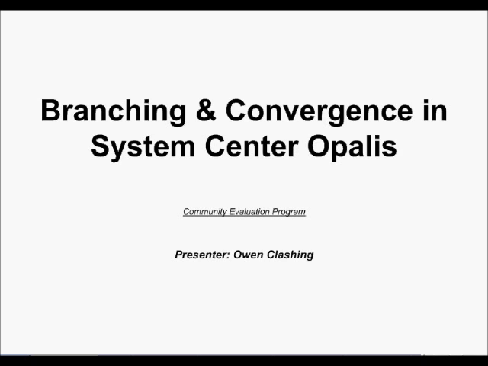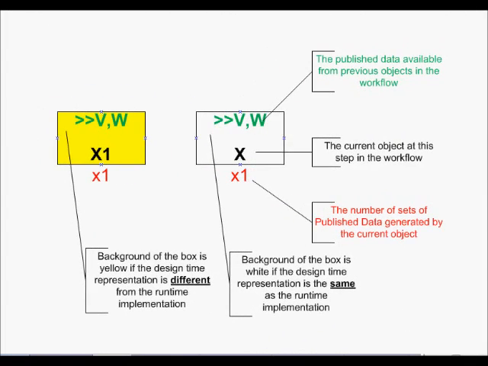Unfortunately, this strength in visual representation can also become a weakness in that the design time representation does not always represent what happens at runtime. In this video, Visio diagrams will be used to illustrate what happens when branching and convergence take place in a workflow at runtime. Let's do a quick overview of the legend that will be used. The legend is as follows.